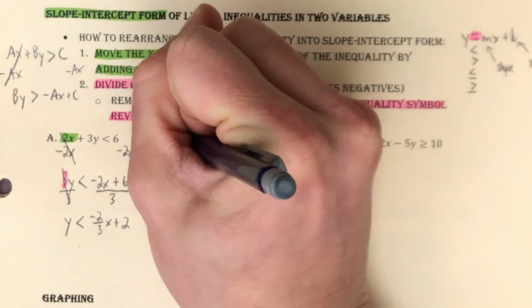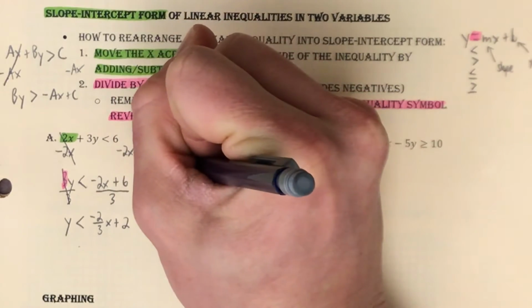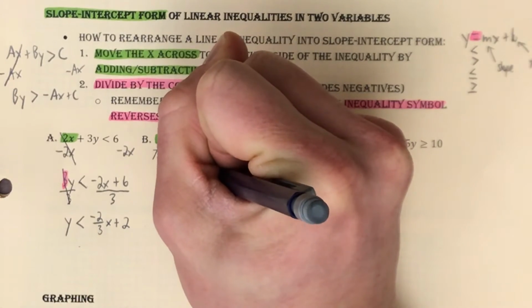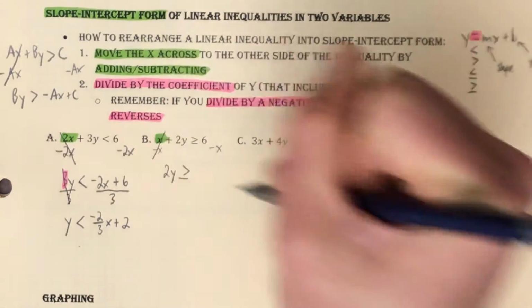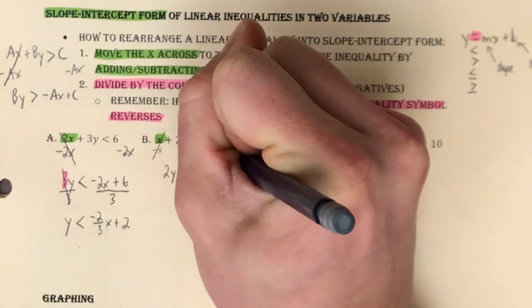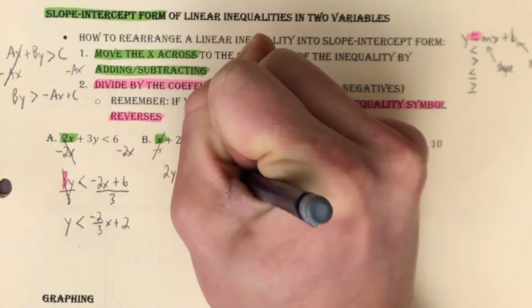X minus x is 0, that cancels, and we're left with 2y. Again, subtracting does not change the inequality symbol, so greater than or equal to. I need my x's to be first, so that's negative x, and then that's a positive 6, so plus 6.